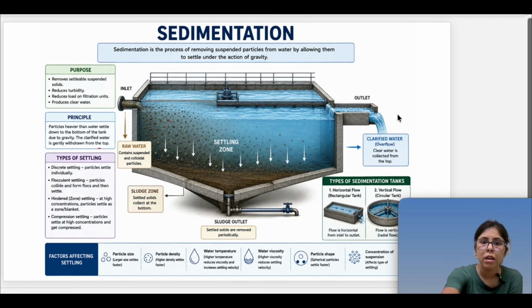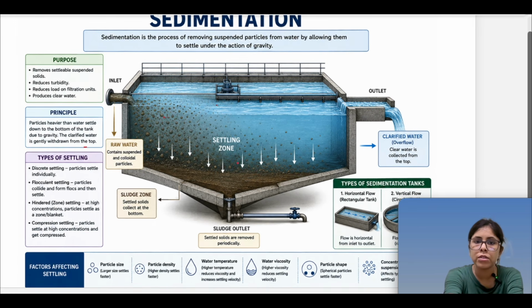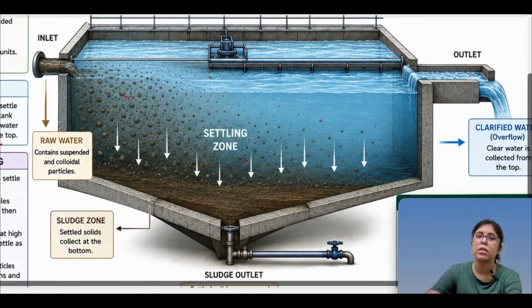Now if I want to explain with the help of a diagram, you see this is the sedimentation tank. It will be open from the top part, and here we have an inlet from which the dirty water comes in. That means the water which has suspended particles. We also call it raw water. So it has colloidal particles and all. Okay, and then this sedimentation tank will hold it for some time. So due to gravity, the particles will start settling down, right?